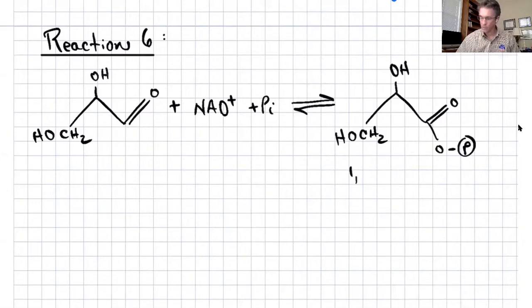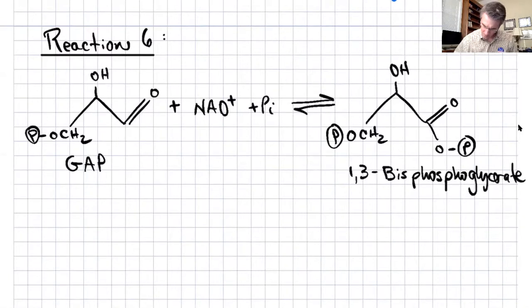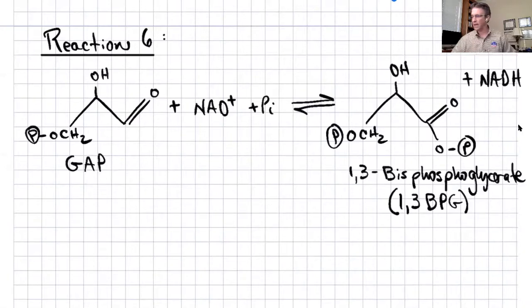1,3-bis. Oops, I screwed up. I dropped a phosphate group. Oh, sorry about that, guys. All right, because this is, of course, GAP. This is glyceraldehyde 3-phosphate. So we're going to create our first high energy acyl phosphate group here in 1,3-bisphosphoglycerate, or 1,3-BPG, as it's also known, right? Plus, of course, some reduced NAD in the form of NADH, right?